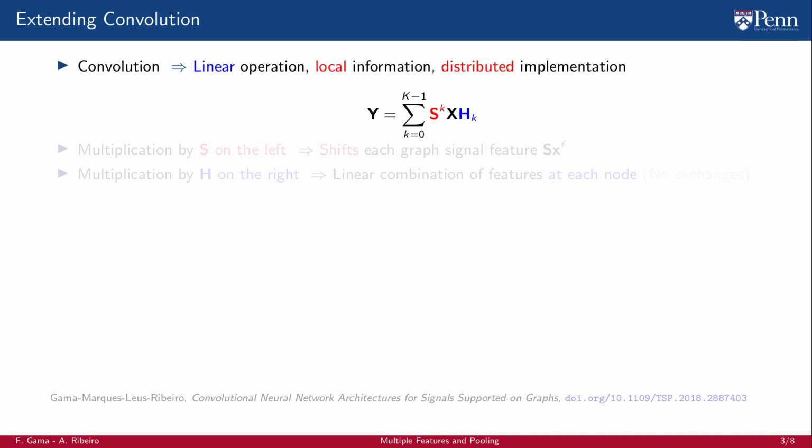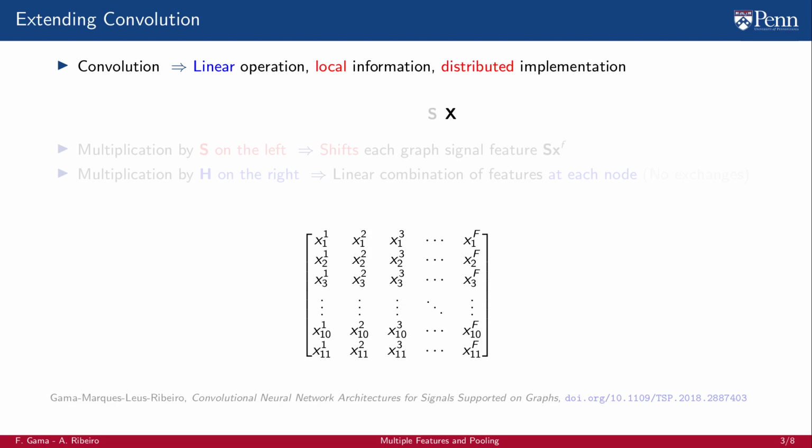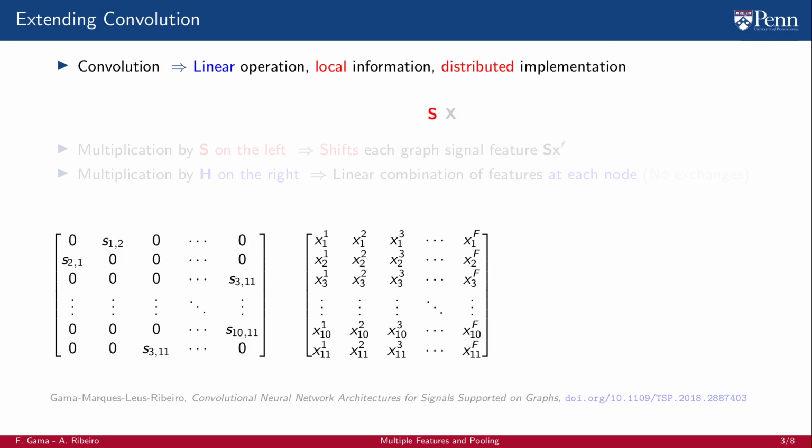To see why this is the case, let's analyze it step by step. Let's start with S times X. We have X, which is our multi-feature graph signal, where each column is a scalar graph signal representing each feature. And we have S, which is the matrix representing the sparsity pattern of the graph. For example, the adjacency matrix or the Laplacian matrix.